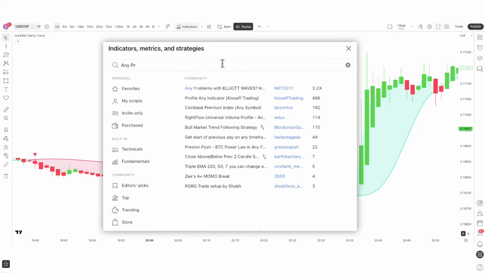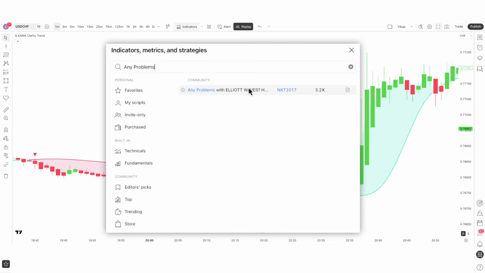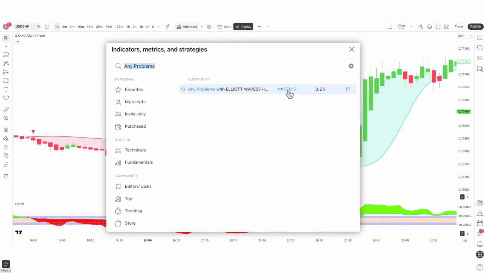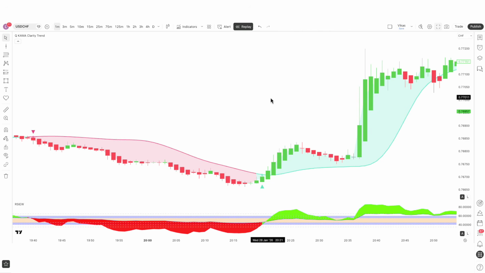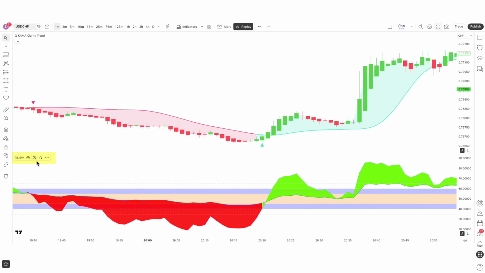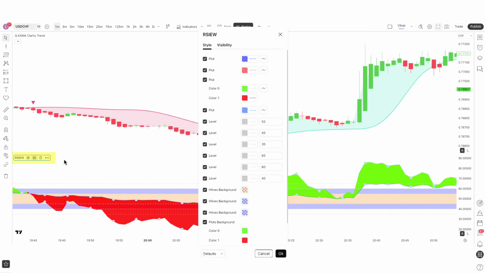Go to the Indicator Search tab, search for Any Problems, and select the indicator called Any Problems, created by NXT 2017. Now let's access the settings of this indicator, so we can modify it to suit our strategy. We keep these options hidden, and everything is fine after that.